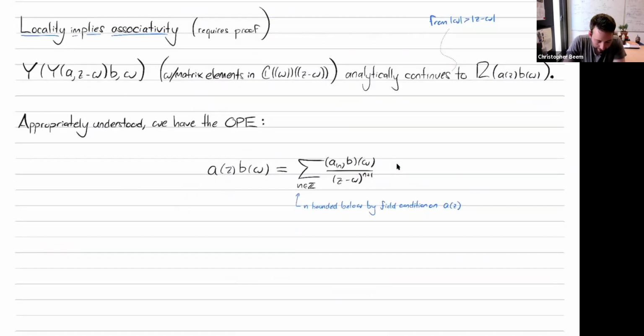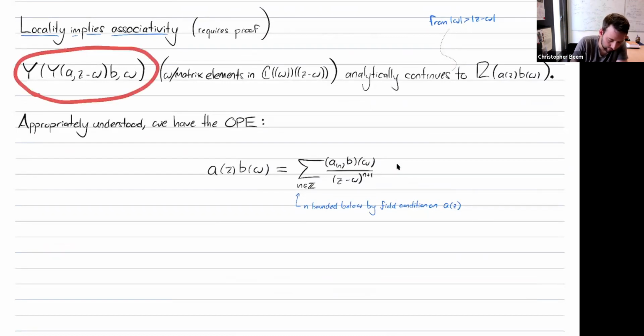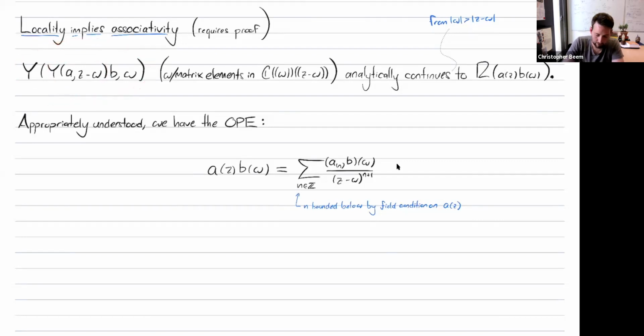And then an important fact, which you have to prove, it isn't totally obvious, is that the locality condition implies an associativity condition, which is that if you write a composition in this different way, so what am I doing here? I'm taking the field associated to A with displacement value Z minus W acting on B, and then taking that and displacing it by W. Then that should give me an operator valued meromorphic function that analytically continues again to the same thing.